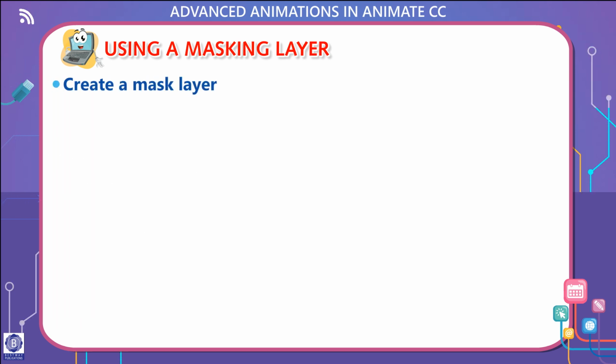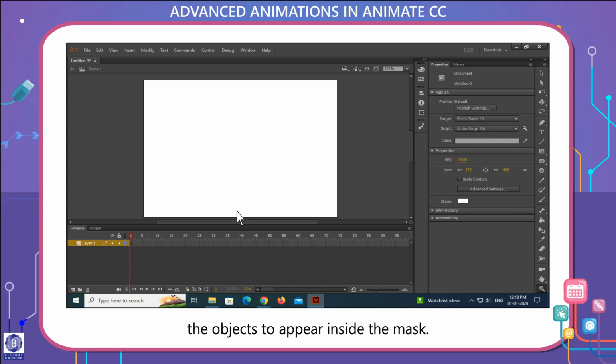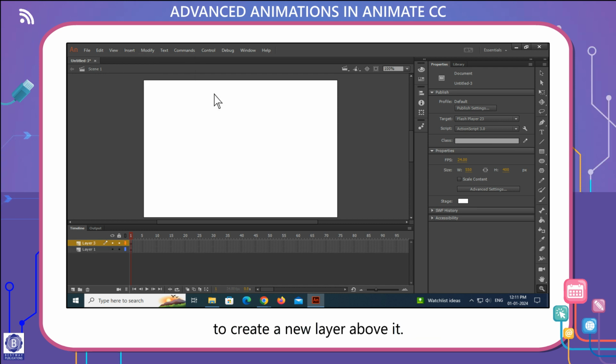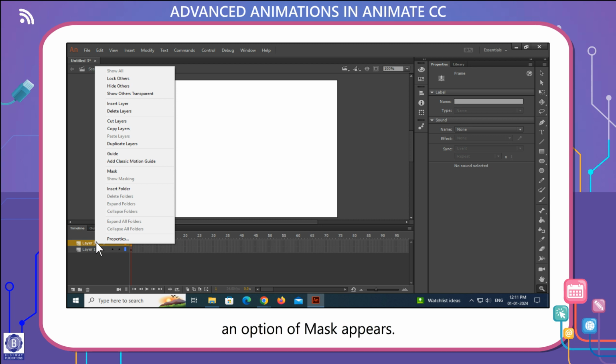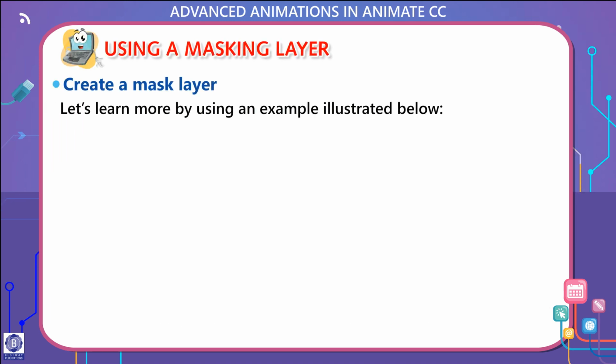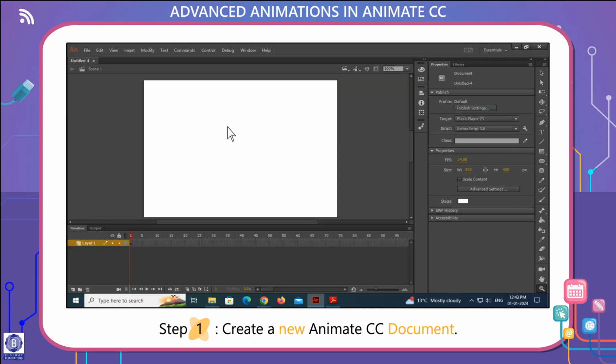Create a mask layer. Step 1. Select or create a layer containing the objects to appear inside the mask. Step 2. Select Insert, Timeline, Layer to create a new layer above it. On right-clicking this layer, an option of mask appears. On selecting that option, it becomes a mask layer. Let's learn more by using an example illustrated below. Step 1. Create a new Animate CC document.